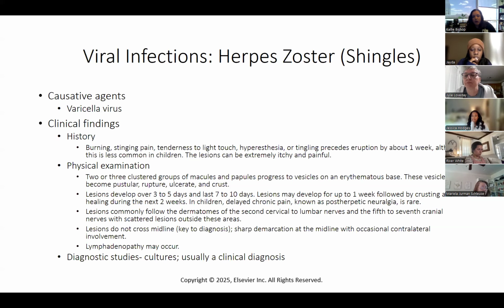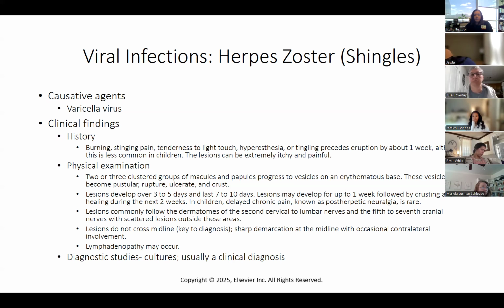But they get clusters, so these lesions are clustered. They have an erythematous base. They start off as macules and papules and progress to vesicles. So the description is very similar to varicella because it's a varicella virus. They develop over a few days. They last 7 to 10 days, but they follow the dermatomes. So of the second cervical to lumbar nerves and the fifth to seventh cranial nerves. So they follow nerve patterns. They're not just going to be randomly widespread. They follow very clear dermatome patterns.